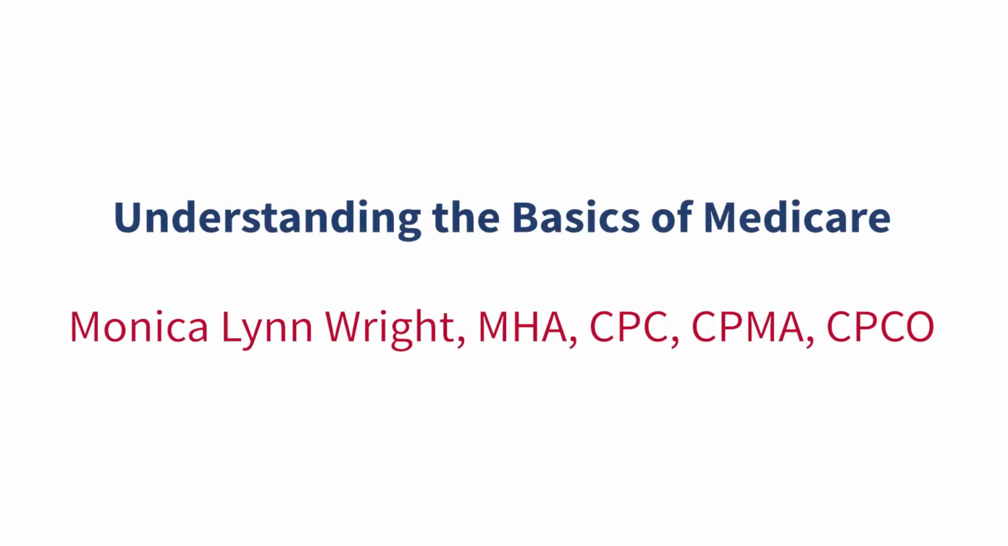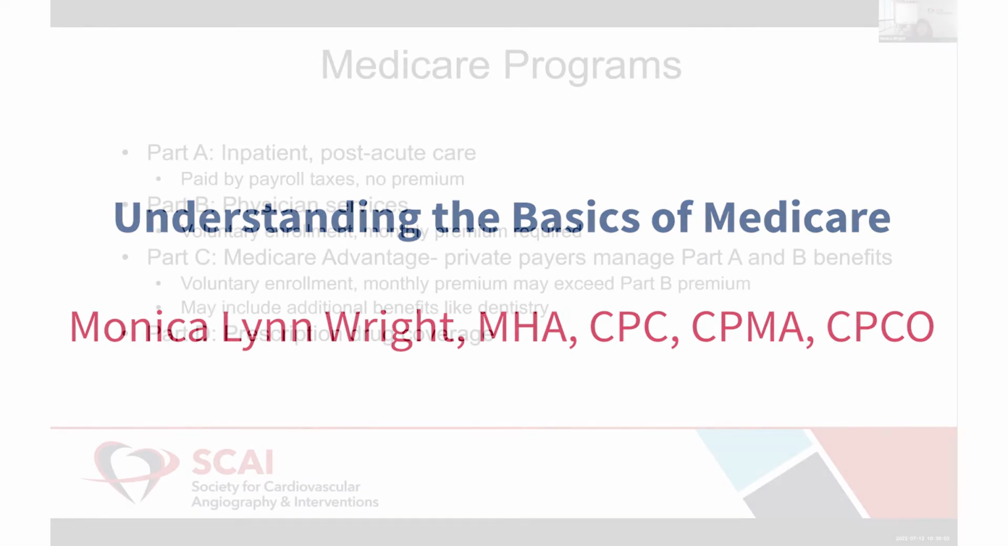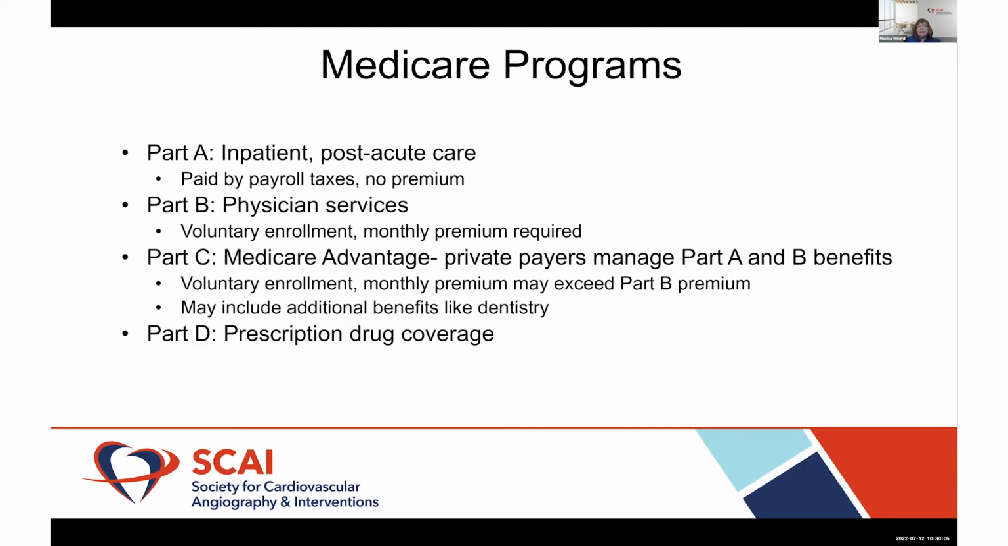This video will review Medicare at its most basic level. Medicare has 4 parts. Part A is commonly referred to as hospital insurance. It is paid for by payroll taxes, requires no additional premium, and covers services performed in a facility such as a hospital, skilled nursing facility, or by a home health agency.